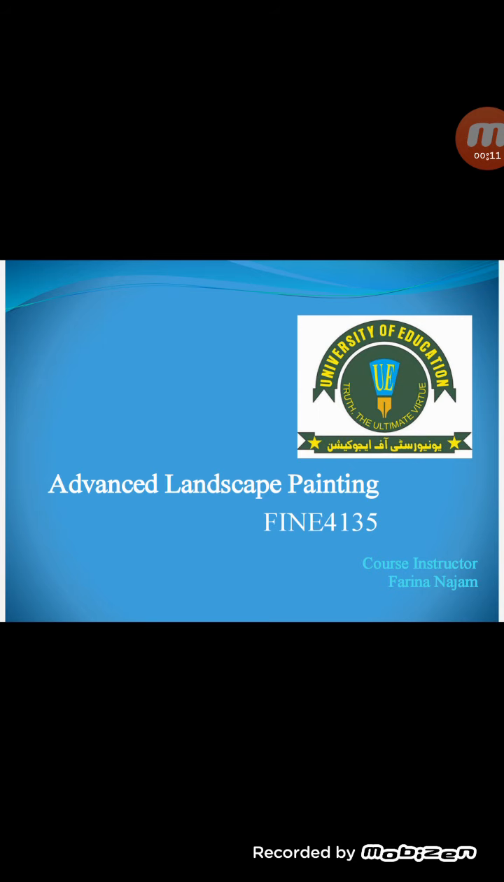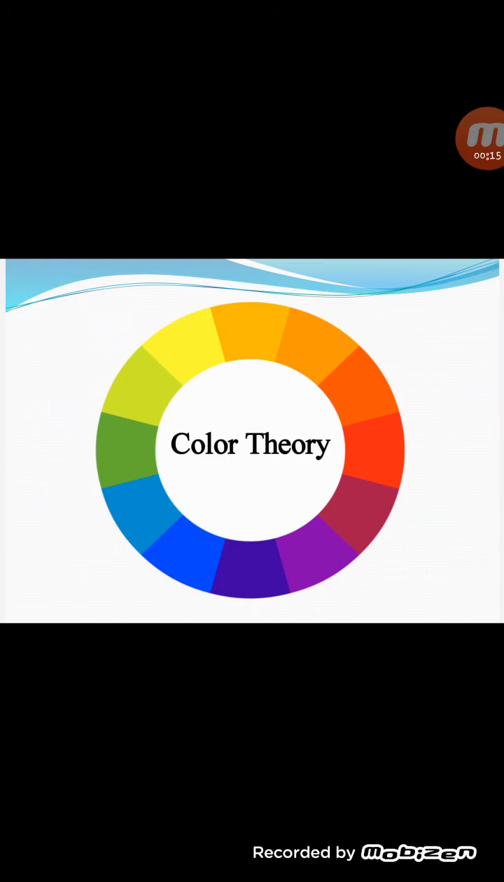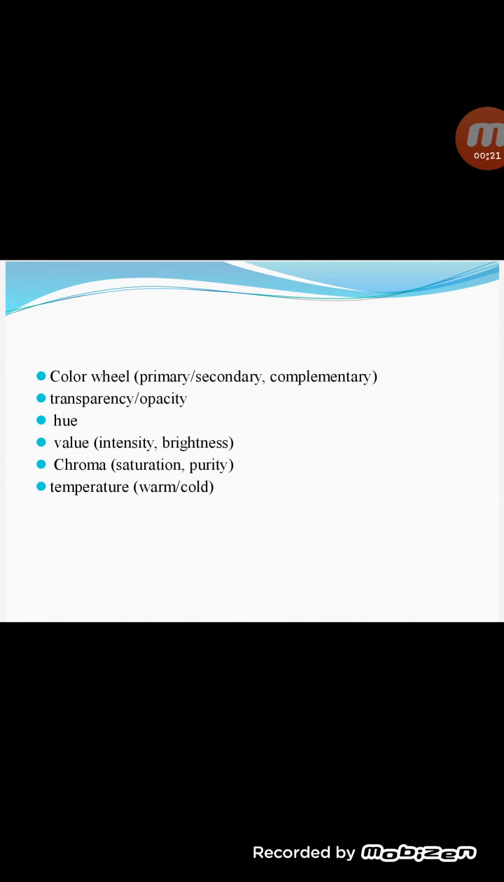The course title is Advanced Landscape Painting. Dear students, our topic is about color theory. Color wheel, primary, secondary, complementary, transparency, opacity, hue, value, intensity, brightness, chroma, saturation, purity, temperature, warm and cold.